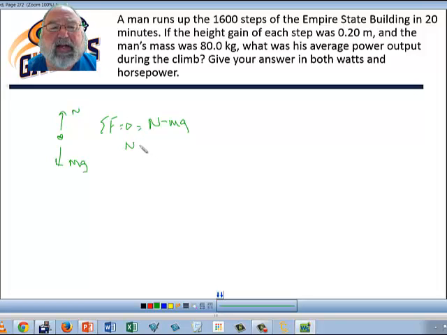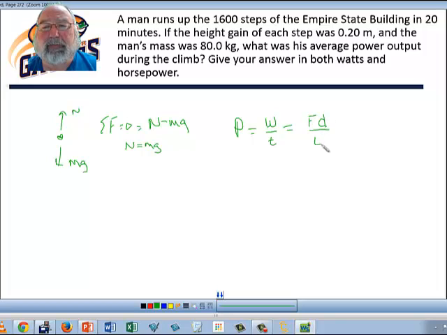So the man has to push on the steps with a force equal to his weight, so that the steps in return, according to Newton's third law, will push up on him with the same amount of force. Okay, well, we want to know what the power output is, the average power output. So power is equal to the amount of work done in the period of time. Okay, well, the work is the force times the distance and over the time.